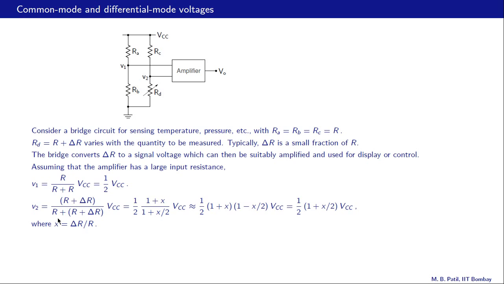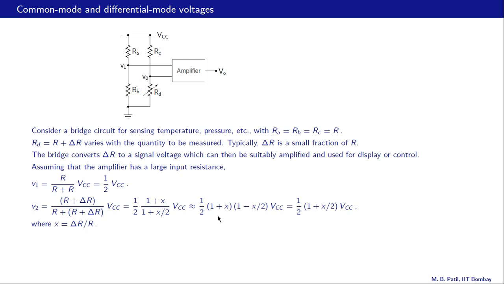So let us simplify this now, knowing the fact that delta R is a small fraction of R. So we rewrite this expression as this here: half times (1 plus x) divided by (1 plus x by 2), where x is delta R by R. So what we have done is we have divided both numerator and denominator by R, and now we want to simplify this further, knowing that x is small, such as 0.01, 0.02 and so on. So 1 over (1 plus x by 2), if x is small, is 1 minus x by 2, and that is what we have written here.